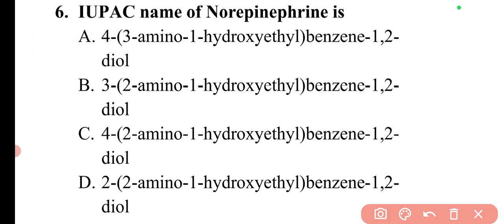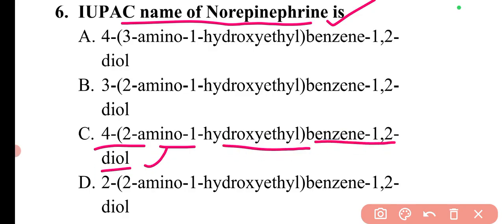Now the next question is: the IUPAC name of norepinephrine is? So the IUPAC name of norepinephrine is basically 4-(2-amino-1-hydroxyethyl)benzene-1,2-diol. So here option C will be the correct answer. So this is for norepinephrine.